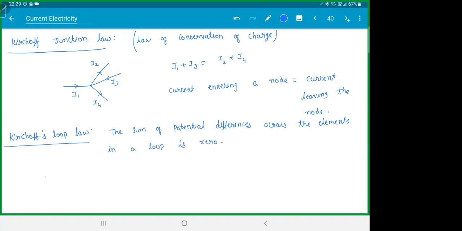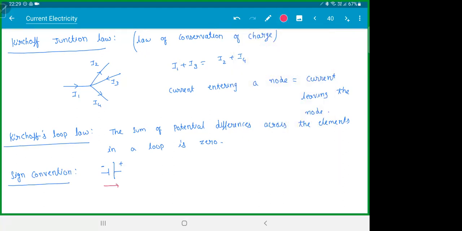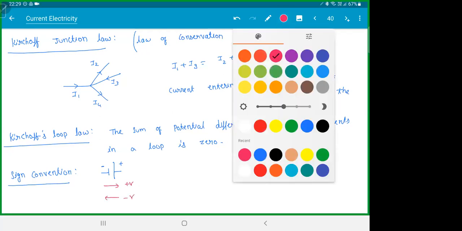This is the most important one, sign convention. Listen carefully about this. If you have a battery, this is the negative terminal, this is the positive terminal. If you go from negative to positive, it is plus V. If you go opposite to the battery, minus. This is fine. This too you know.